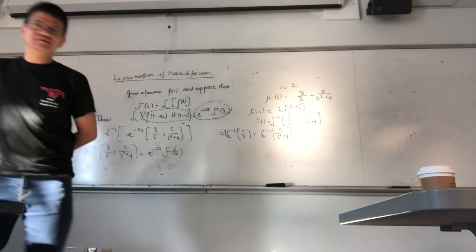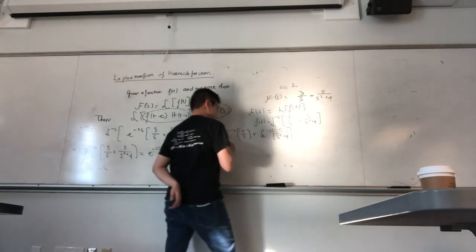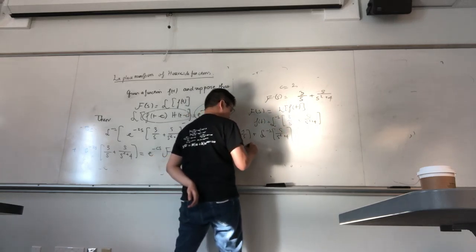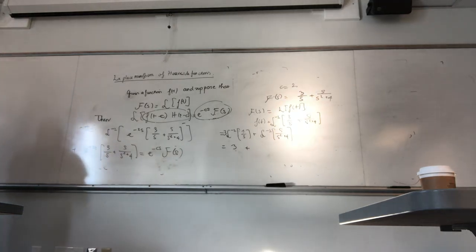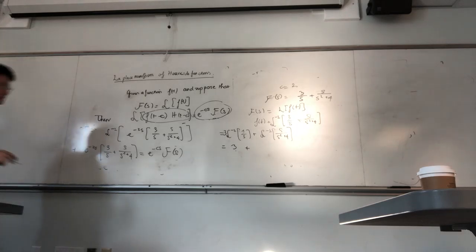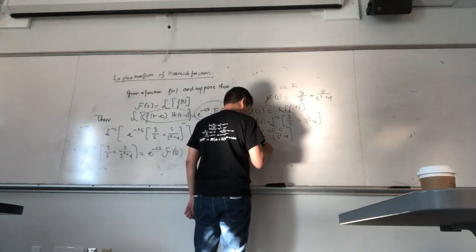So this gives me 3 times 1. What is the inverse Laplace transform of s over s squared plus 4? So, yes, cosine of 2t.